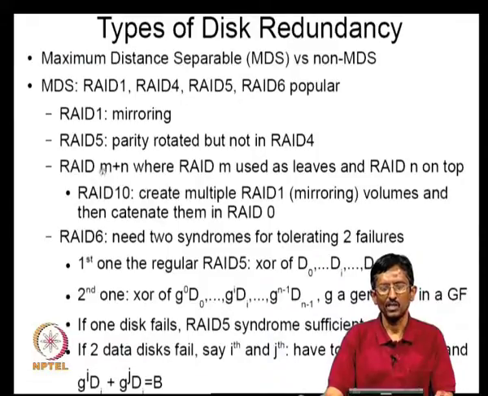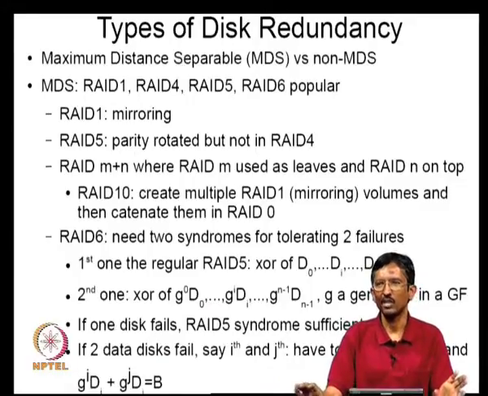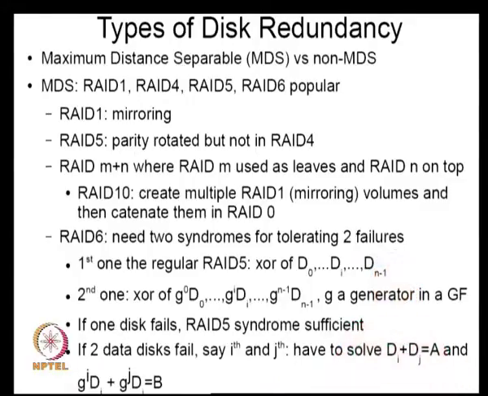RAID 6.0, for example, means I have multiple RAID 6 disk systems, and then I join them together in a concatenated fashion on top. All those things are possible. So, essentially you can create arbitrary trees of structures now.